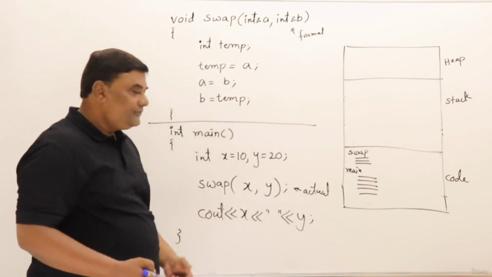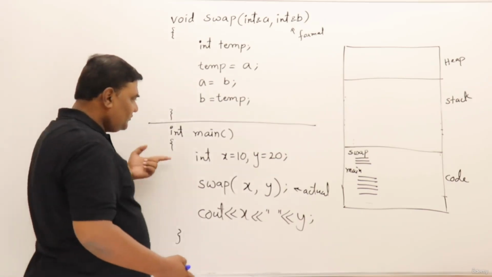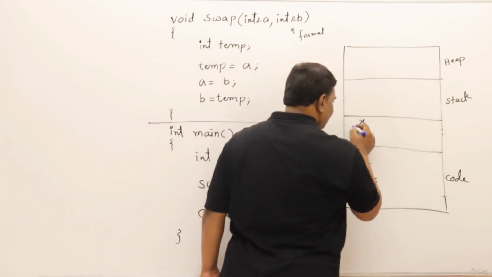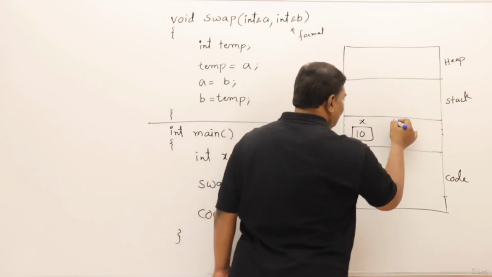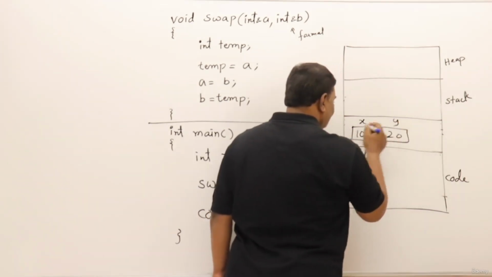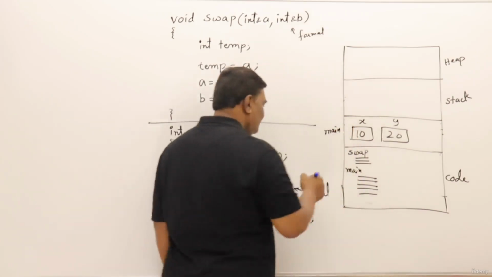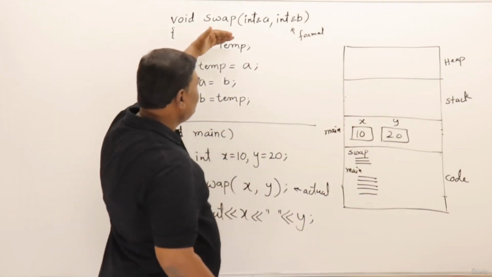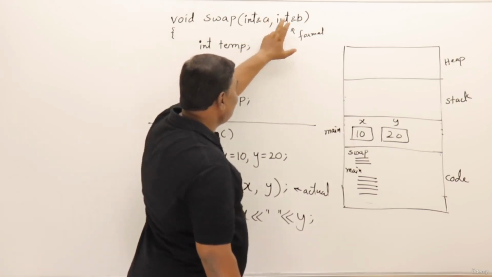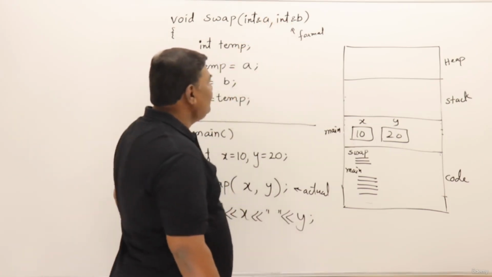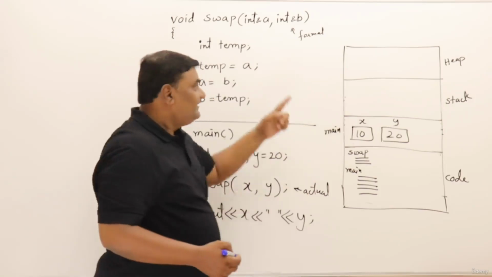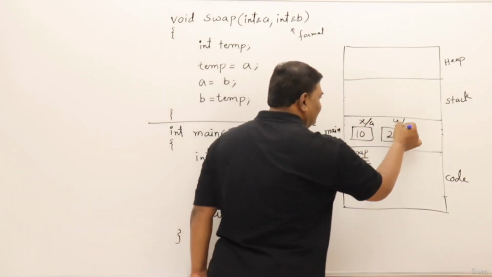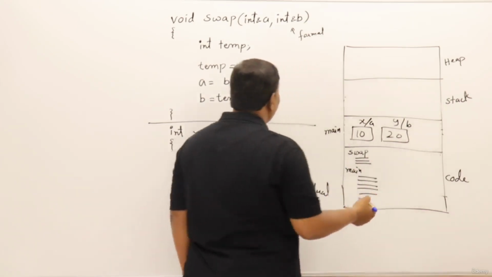I'll show the execution. The main function starts. The moment main function starts, the variables are created for main: x having value 10 and y having value 20. Now the swap function is called. This function has three variables: a, b and temp. But what are a and b? They are not separate variables. They are references to x and y. So this itself is a and this itself is b, and it has temp also.